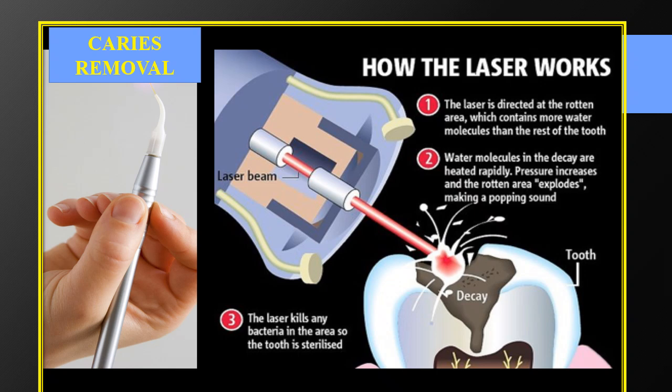The laser is also used for carious tooth removal. It is called hydrokinetic cavity preparation. The laser is directed at the rotten area or the caries area, which contains more water molecules than the rest of the tooth. The water molecules in the decay are heated rapidly and the pressure increases, which explodes with a popping sound. The laser kills any bacteria in the area and the tooth is sterilized.